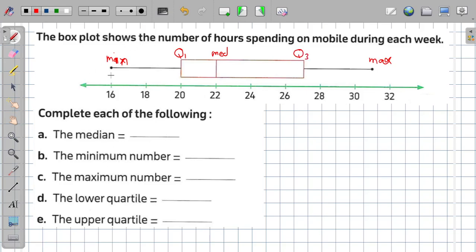So I can say the minimum here is 16. Next, I have Q1 equals 20, so Q1, or the lower quartile, is 20. The median here is 22. Next, I have Q3. It's between 26 and 28, so I think it's 27. So the upper quartile is 27. And the maximum is between 30 and 32, so I think it's 31. So the maximum number is 31.